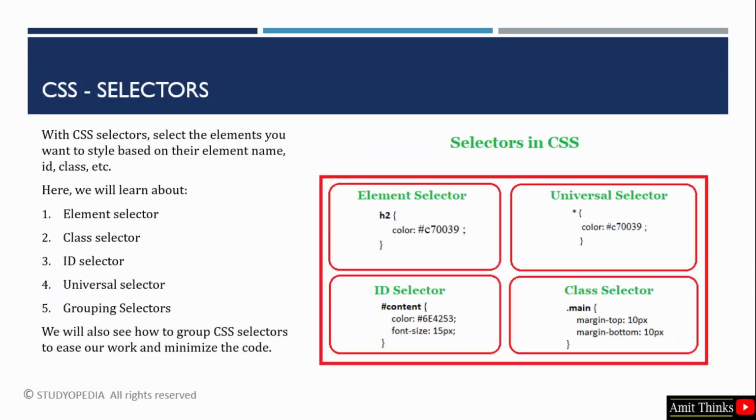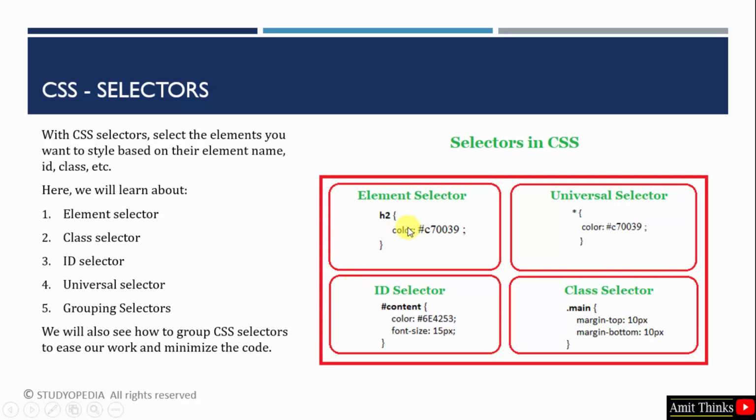Selectors are basically considered the first rule of CSS. That means selecting the elements you want to style based on their element name, for example, H1 heading, its ID, class, and others. So to understand the concept, we will see all these types of selectors, which are based on the selection of the elements you want to style.